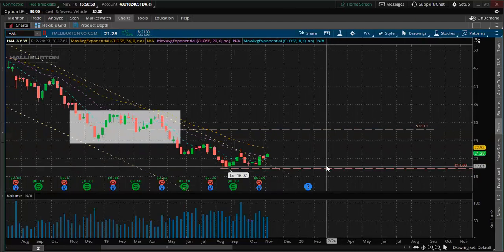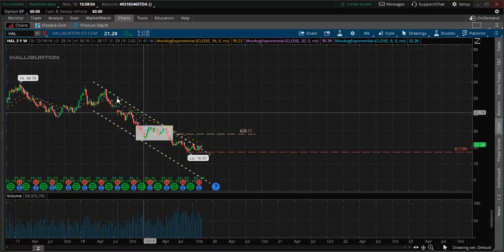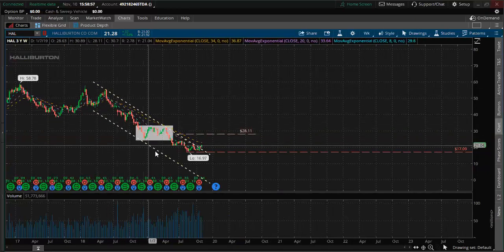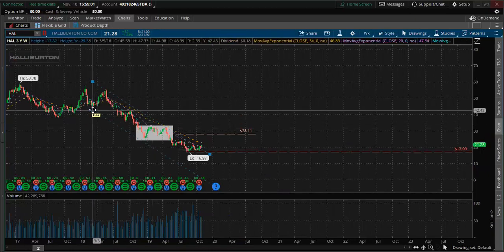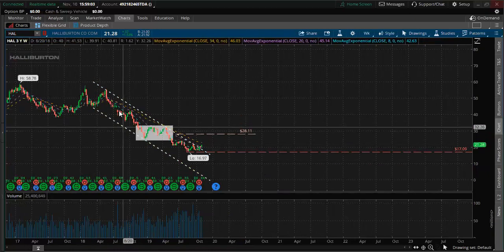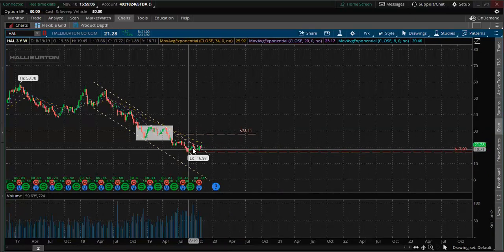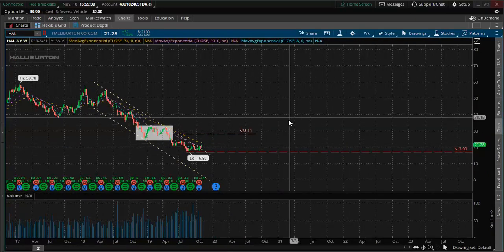So what I told Napperhead, and we broke out of a channel, by the way. Look at this downward channel that I drew too. You've got a nice, beautiful one. Let me move this up a little bit. I don't know how it got off, but that downward channel was broke to the upside. So this really hints at reversal.